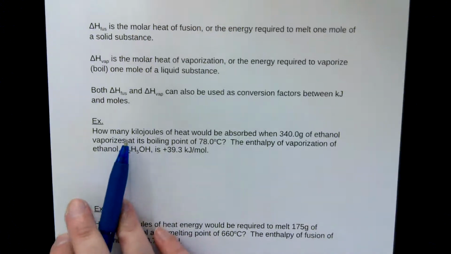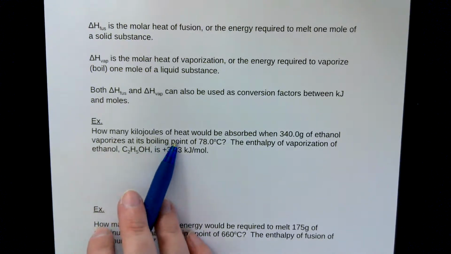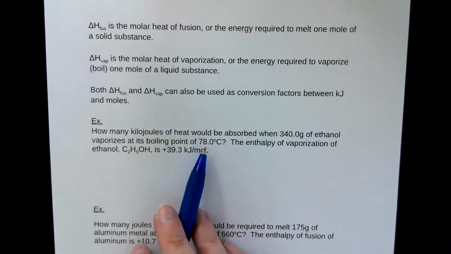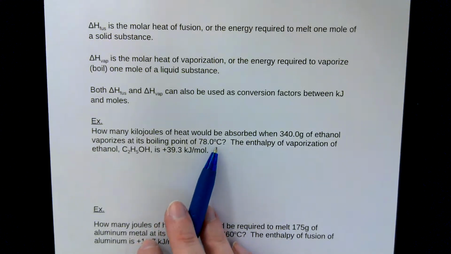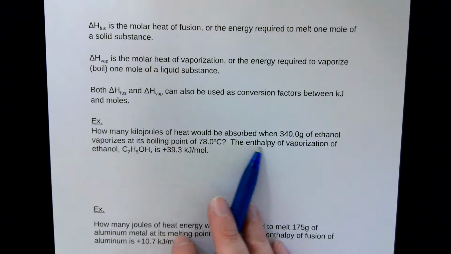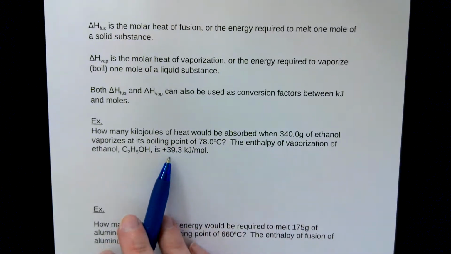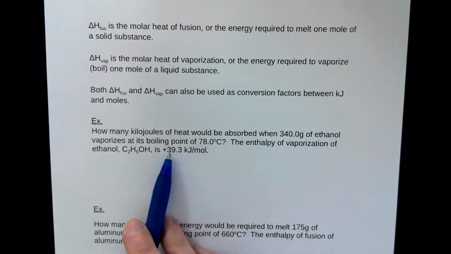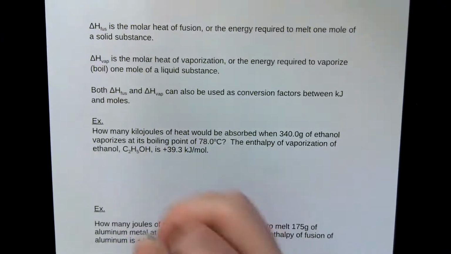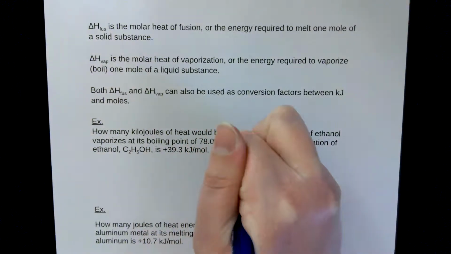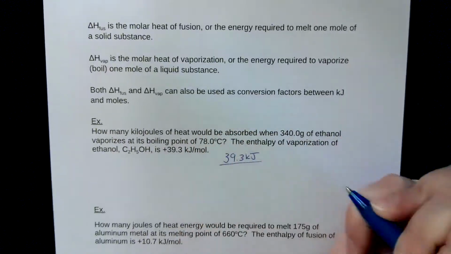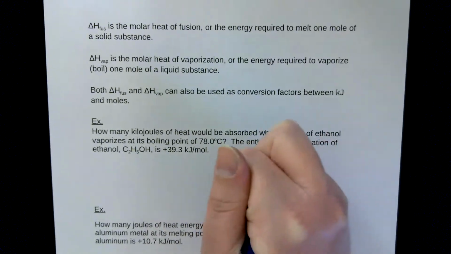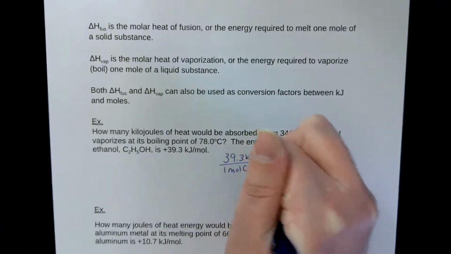So for an example, if I wanted to know how many kilojoules of heat would be absorbed when 340.0 grams of ethanol vaporizes at its boiling point of 78.0 degrees Celsius, I could do that conversion simply by knowing that the enthalpy of vaporization for ethanol is 39.3 kilojoules per mole. That is because what this is telling me is that it takes 39.3 kilojoules of energy to vaporize exactly 1 mole of ethanol, which is C2H5OH.